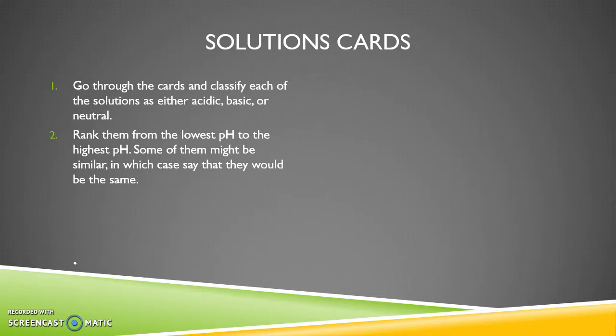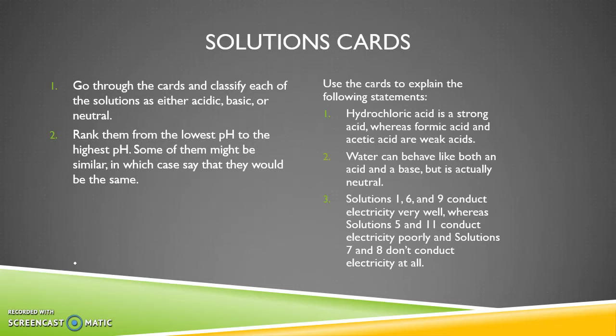The second half is going to ask you to explain some statements. One thing I really want to mention, if you get this far: these three statements are all true. None of them are false. What you want to do is look at the cards and determine why they are true. For number 1, what does hydrochloric acid do that formic and acetic acid don't do? Why is one strong while the others are weak?